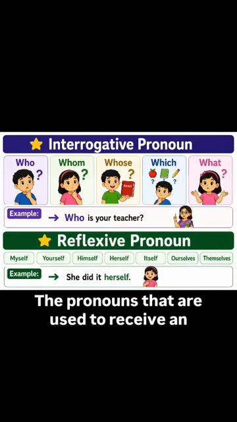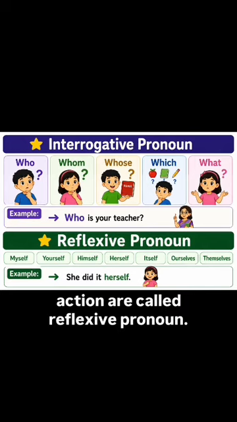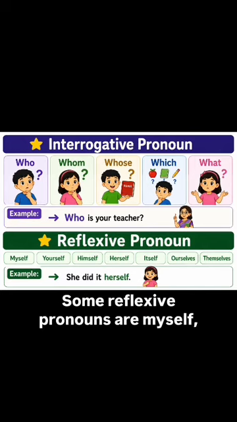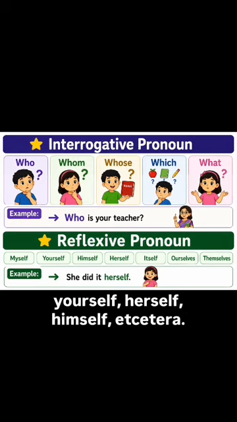Reflexive pronoun. The pronouns that are used to receive an action are called reflexive pronouns. Some reflexive pronouns are myself, yourself, herself, himself, etc.